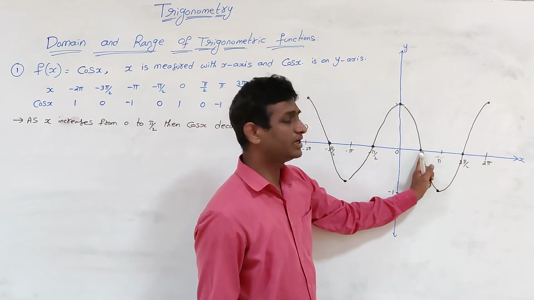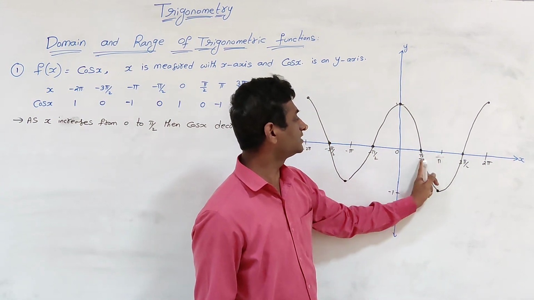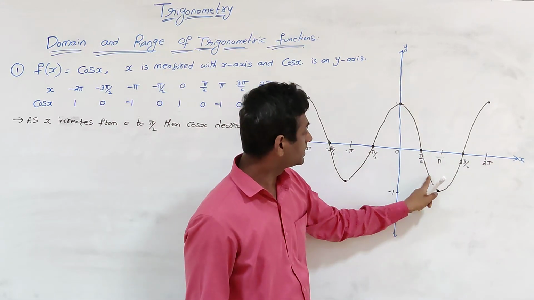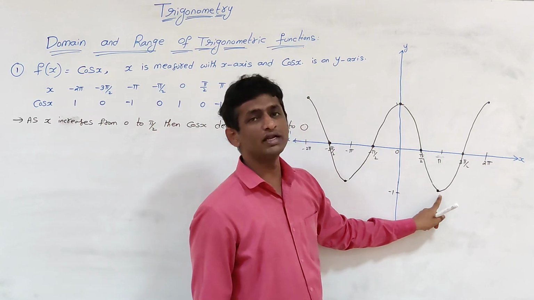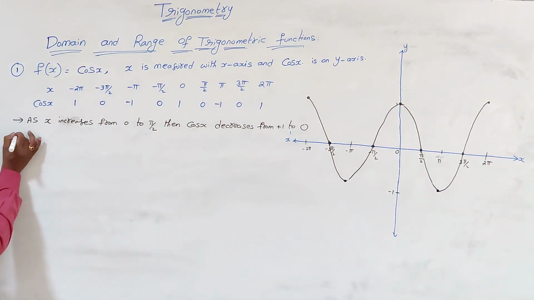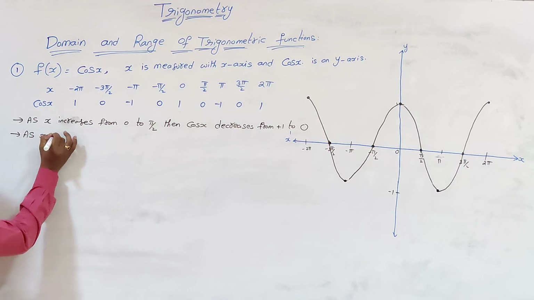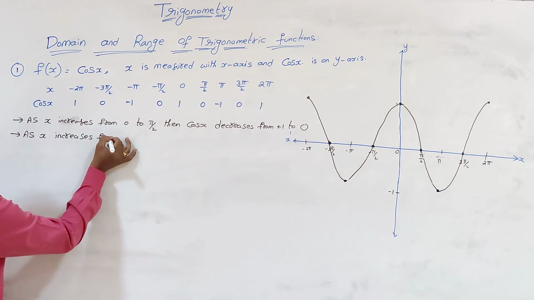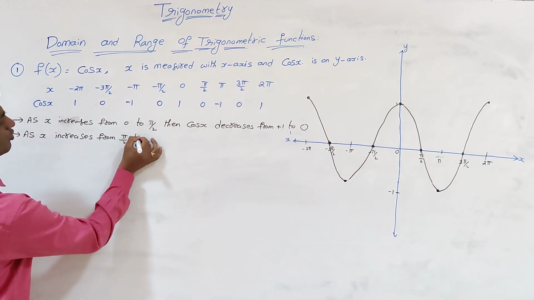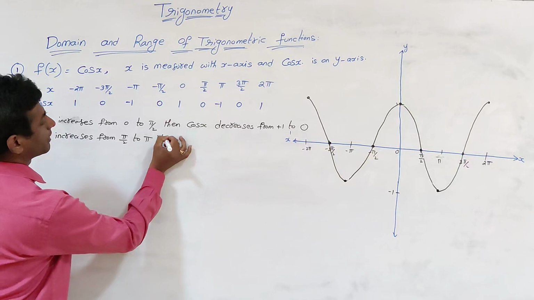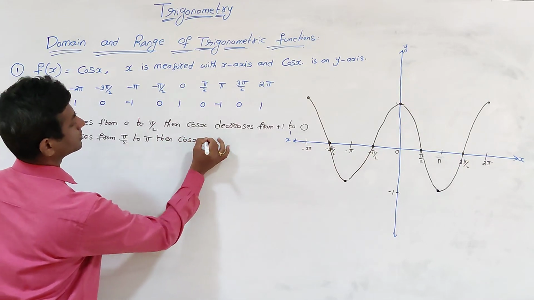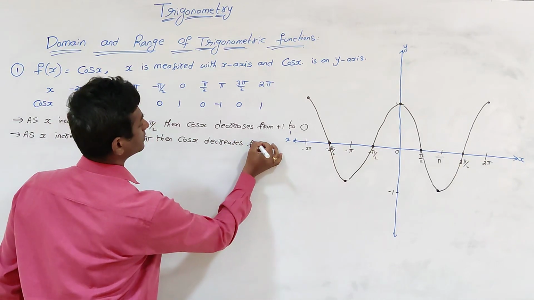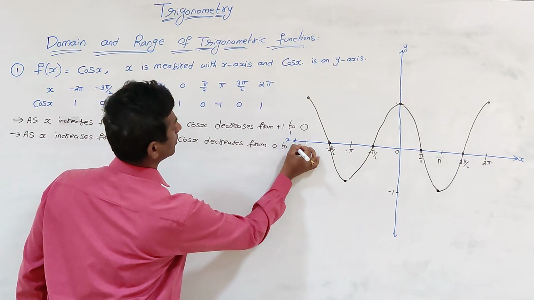Similarly, again, when x increases from pi by 2 to pi, from 90 to 180 degrees, what is happening? It is slowly again decreasing from 0, and it reaches minus 1. As x increases from pi by 2 to pi, then cos x decreases from 0 to minus 1.